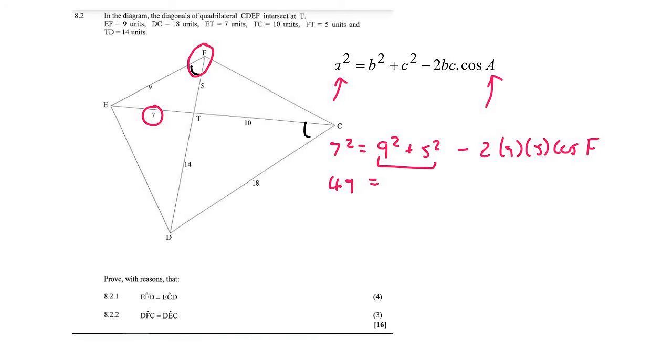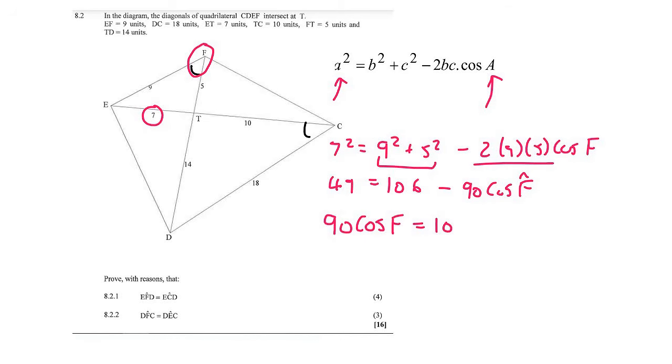And then these two numbers we can put together as 106, and then this we can put together as 2 times 9 times 5, and that's going to be minus 90 cos f. What I see a lot of students try to do is they minus these two numbers. Now we can't do that because the cos f is attached to the 90.